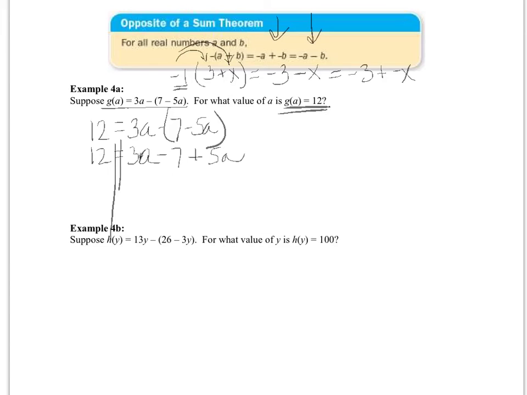So now let's solve. Let's combine some like terms. 3a plus 5a is 8a minus 7. Let's add 7 to both sides. We have 19 equals 8a. And then let's divide both sides by 8. And we have a equal 2.375.